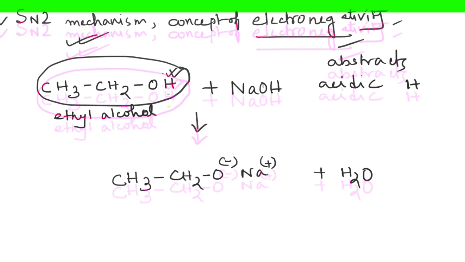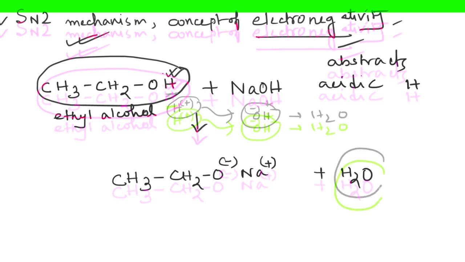What is happening here? See, in the NaOH molecule, the Na plus and OH minus ions are present. The OH minus ion will abstract which one? The acidic hydrogen, that is the H plus from ethyl alcohol, and form the H2O molecule. Okay, now the counter cation, which is Na plus, will be attached to the O minus, and we will get an alkoxide. Okay, it will be named as ethyl alkoxide.